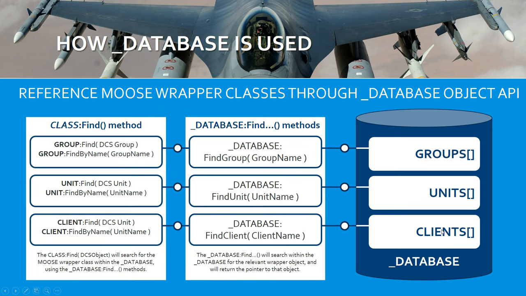Now, which methods are used to do that? Basically, the database object has multiple find methods followed by the class name. So you have a FindGroup method, a FindUnit method, and a FindClient method. And each method takes a string with the name of the object that you want to retrieve. So, for example, if you have a DCS group named Group 1 that is alive in your mission and you want to retrieve it, you call _DATABASE:FindGroup with Group 1 between brackets, and it will retrieve the wrapper class for you.